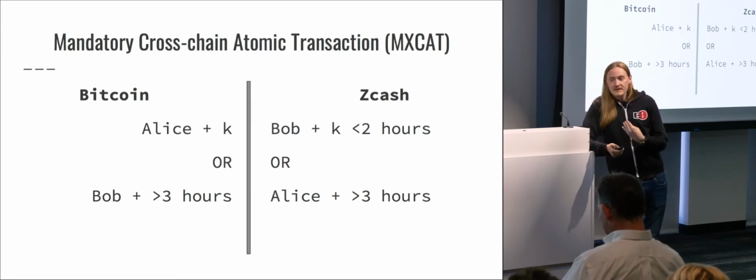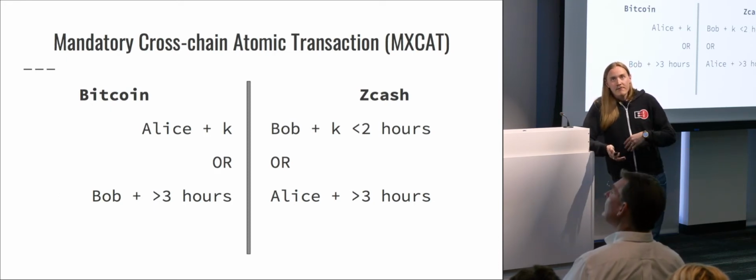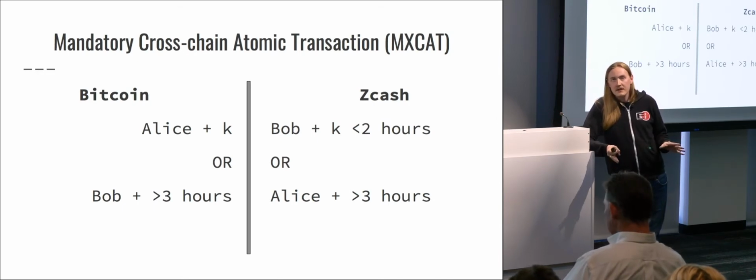So Bob funds the Zcash and has 2 hours to withdraw it. He gets a refund if he acts within the first 2 hours. This is a feature of Zcash that Bitcoin doesn't have, by the way. So Bob funds the Zcash. After 2 hours, he can get it. Within 2 hours, he can get it back. After 3 hours, it's Alice's. There's a 1-hour gap in the middle.